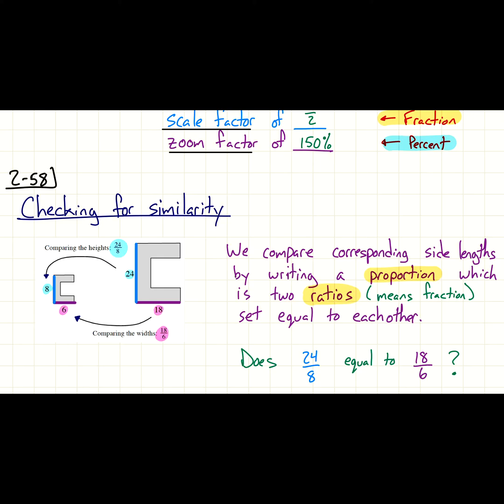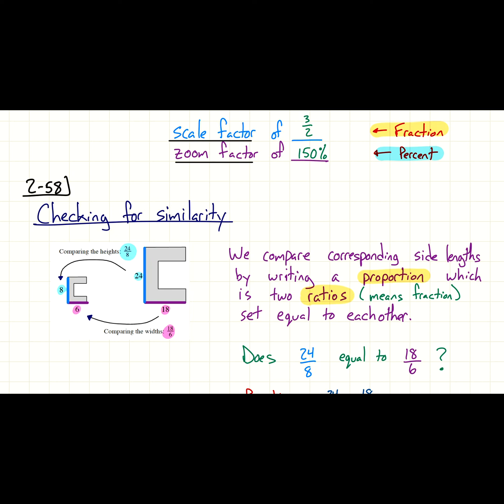So they kind of have this C, they both look like the letter C. And we're going to compare these two shapes. When we compare them to see if they are similar, we're really looking to see if the sides are proportional, and that was mentioned earlier. So we compare our side lengths by writing a proportion, which is really just saying we're going to set two fractions equal to each other, right? Another word for fractions is ratios. So make sure you're familiar with these words: proportion, ratios.